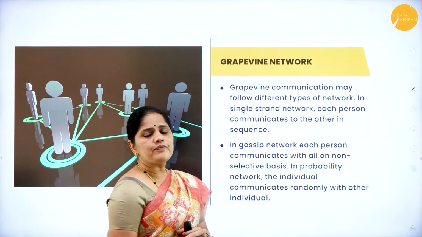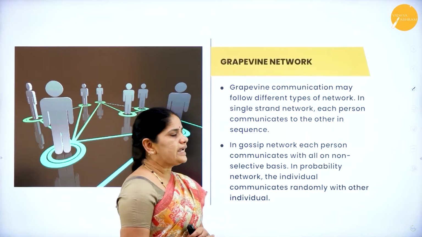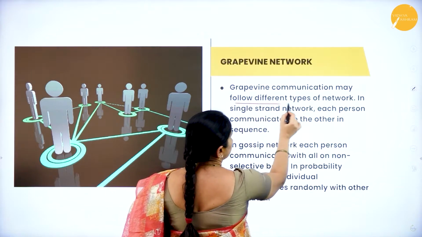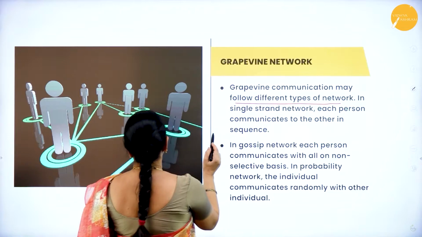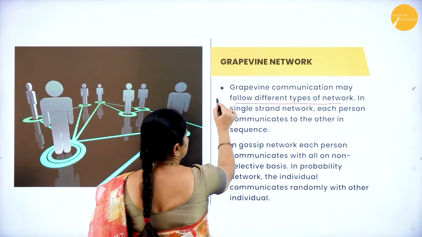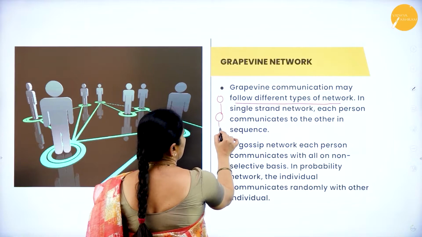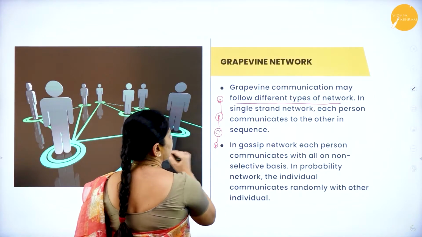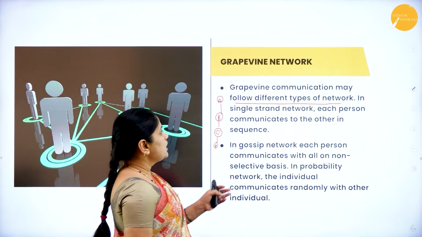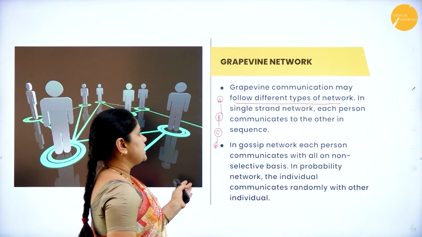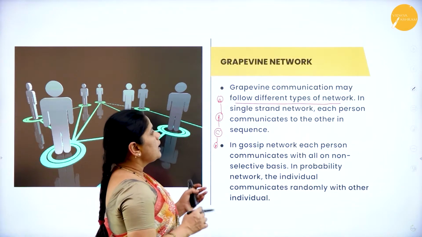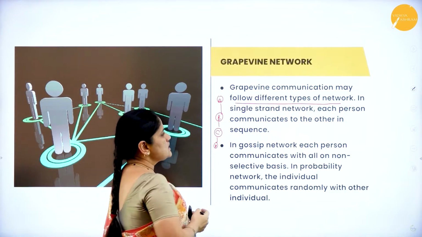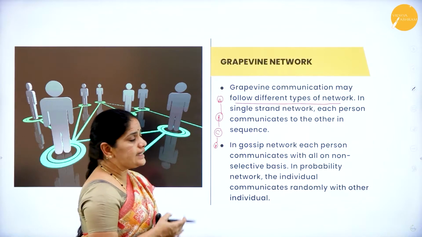Now, let us look into what this grapevine network is. In grapevine communication, the communication may flow in different types of networks. There may be a single strand, that is, one single chain of communication which is going on here, just like in the formal communication, where we have this one single chain. So the grapevine communication may follow different types of networks, and the single strand is one kind of grapevine network.